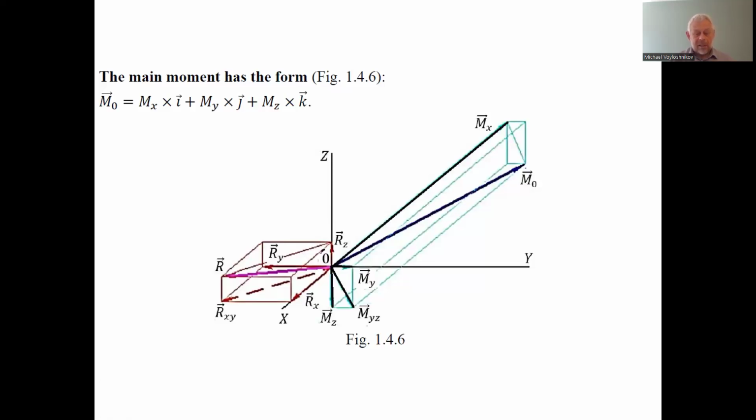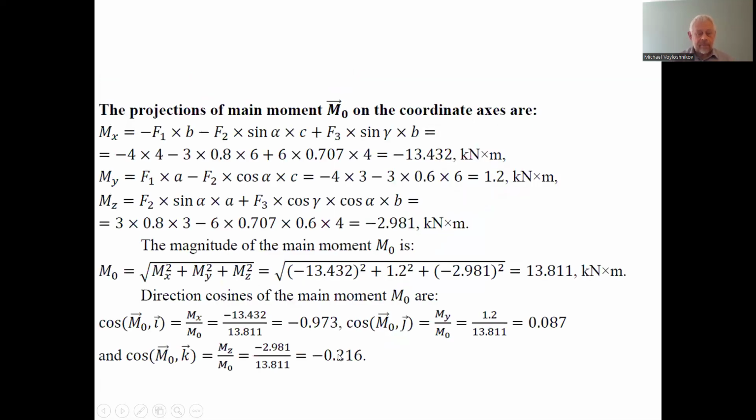Next, we can put it onto the Cartesian coordinate system. So this R, this is the projection of forces Rx, Ry, and Rz, and finally we can find this resultant on the picture.